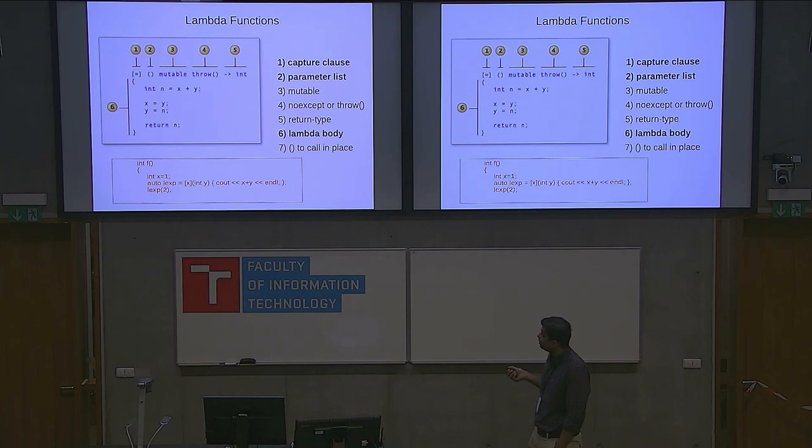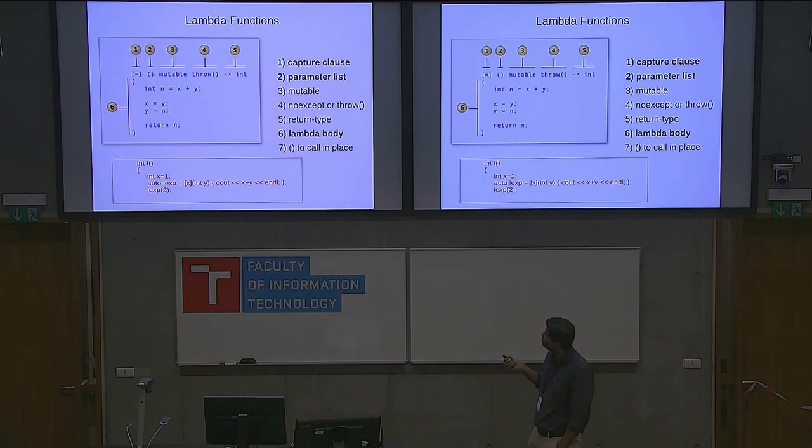Auto is very useful for lambdas, right? So I have an auto variable. I call it lexp. That's a lambda expression. That's the name. It's just like int x. I've said auto lexp, and this is equal to, and this is where the lambda starts, all right? So this is going to store this entire lambda. It's an inline function, you can think of it like that.